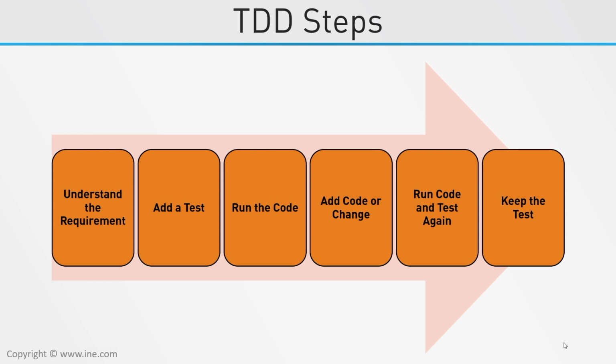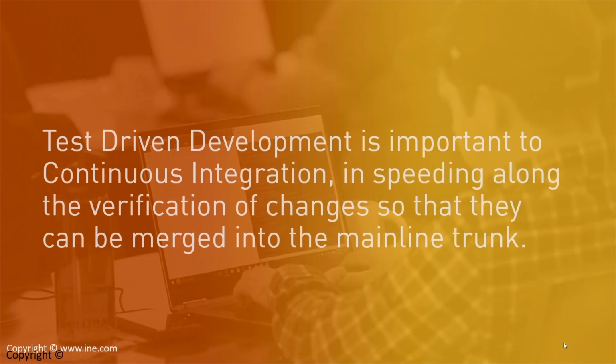At this point, the test case should have been automated. It should be part of a test harness and added to the set of test cases for future testing of changes. So briefly, this is the concept of test-driven development. It really is important to continuous integration and speeding along the verification of changes so that they can be merged into the code build or network implementation. It is also important to continuous delivery, where testing is scaled up and more robust, and which we will discuss in the next session.